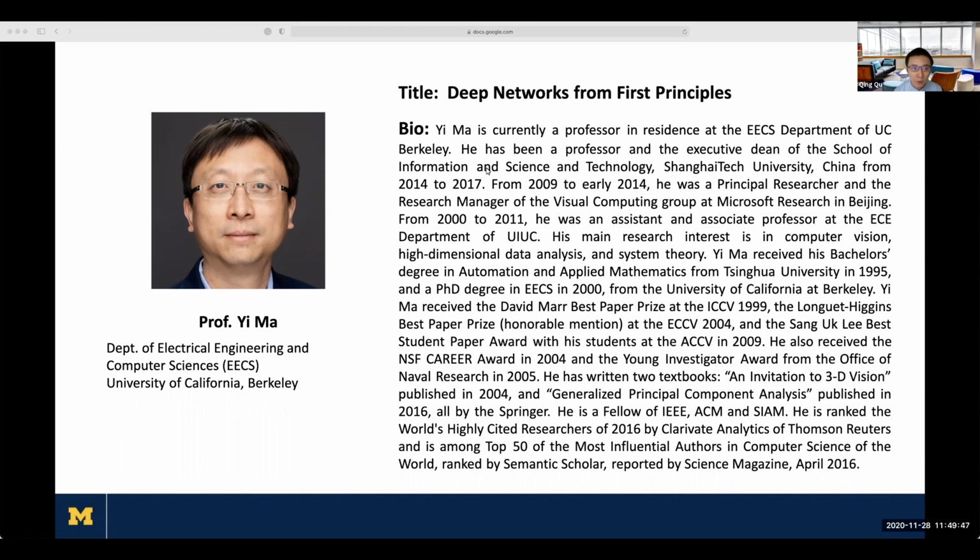Professor Ima's current research focuses on 3D vision and, moreover, deep networks with low dimensional structures, which is well aligned with the theme of this workshop. And recently we are also fostering some collaborations along this line of work. Today, Professor Ima will give a talk on his recent work, deep learning from first principles. So let's welcome him.